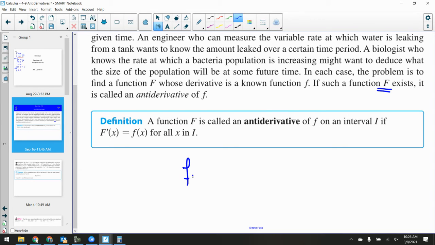Consider f of x is equal to x squared. Let's take a basic parabola. What would the antiderivative be? Or maybe this is a better question: what type of function, when you take the derivative, would you get x squared? That's really what I'm asking. So a cube, right?